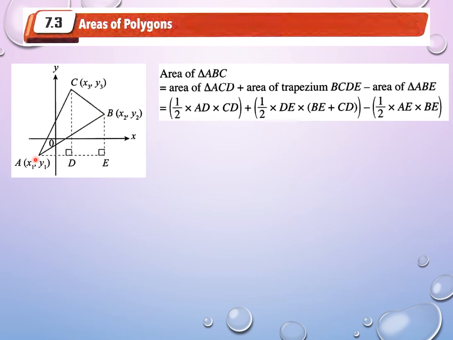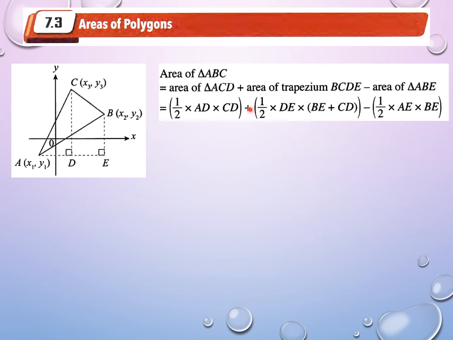AD comes from the x coordinate 3, so x3. The length of AD is from A to D, right? So this is the length along the x-axis, so we get x3 minus x1. So x3 minus x1 is the length of AD. The length of CD is along the y-axis, so it is y3 minus y1. So that's the length.